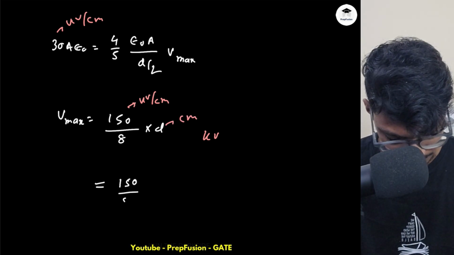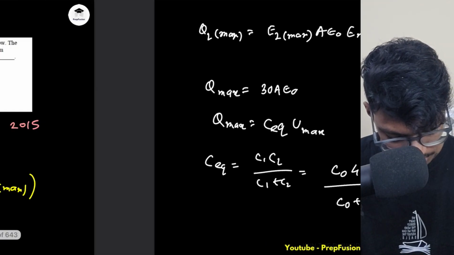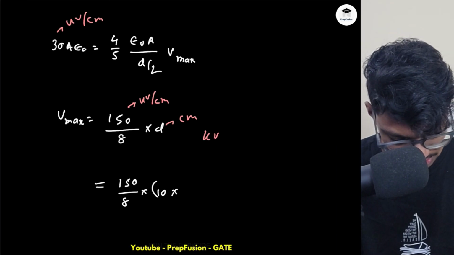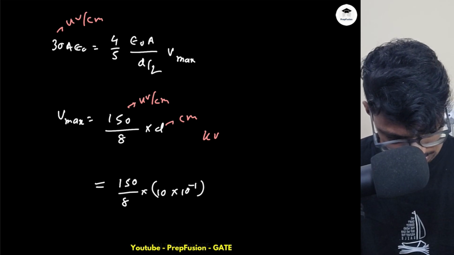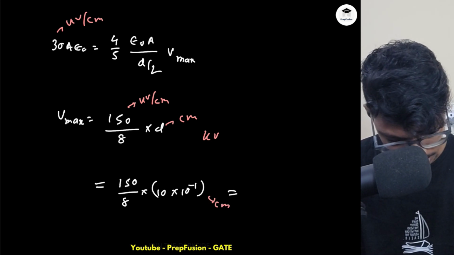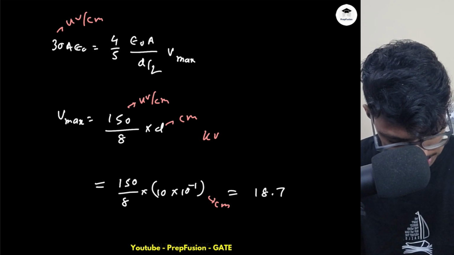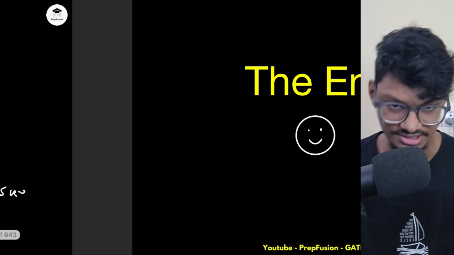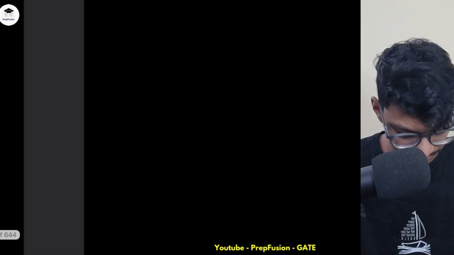So it will be 150 by 8 into 10 millimeter into 10 raised to the power minus 1, because 10 millimeter is 1 centimeter. This is in centimeters. So this will come out to be 18.75 kilovolts. Now there is a method 2 of doing this, an easier way. What is the easier way?